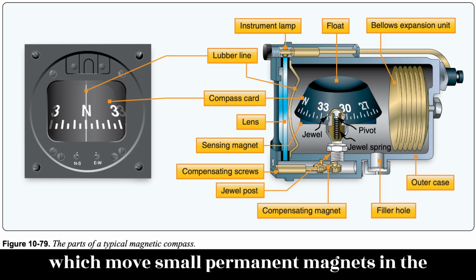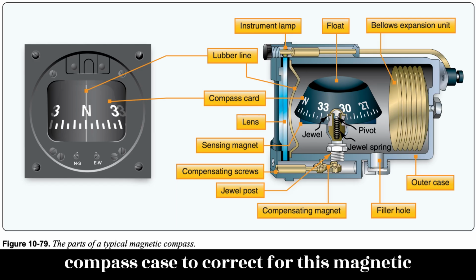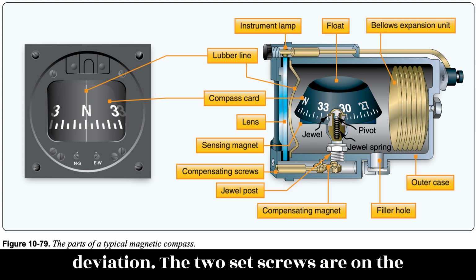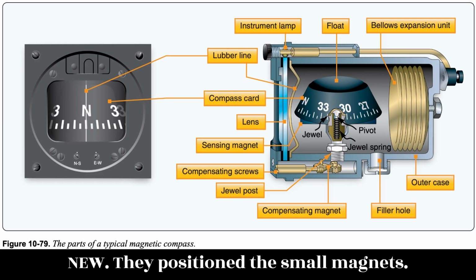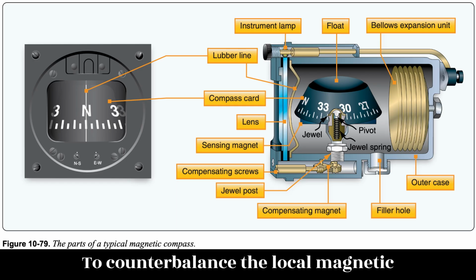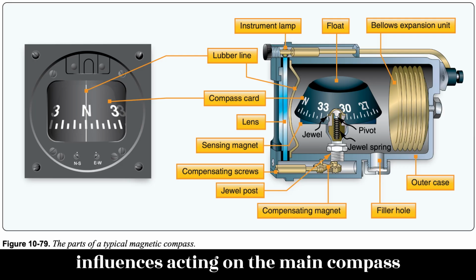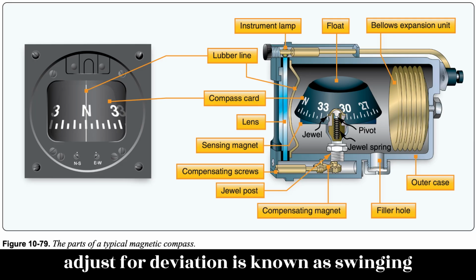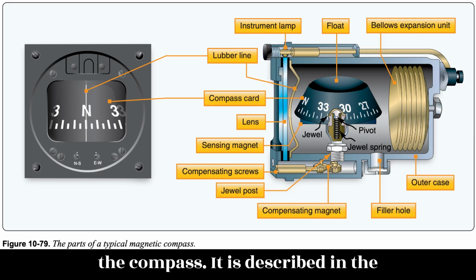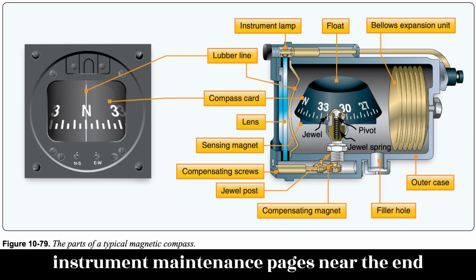Compensating screws are turned, which move small permanent magnets in the compass case to correct for this magnetic deviation. The 2 set screws are on the face of the instrument and are labeled NS and EW. They position the small magnets to counterbalance the local magnetic influences acting on the main compass magnets. The process for knowing how to adjust for deviation is known as swinging the compass. It is described in the instrument maintenance pages near the end of this chapter.